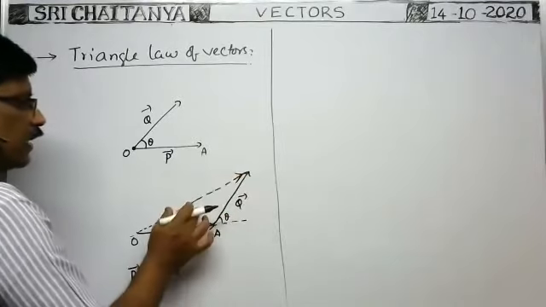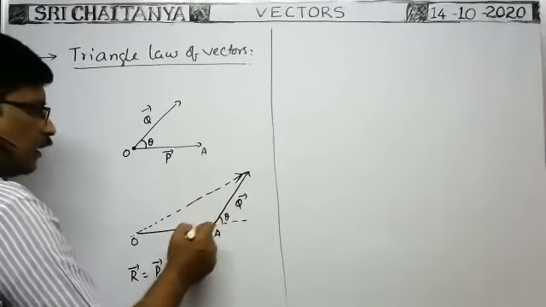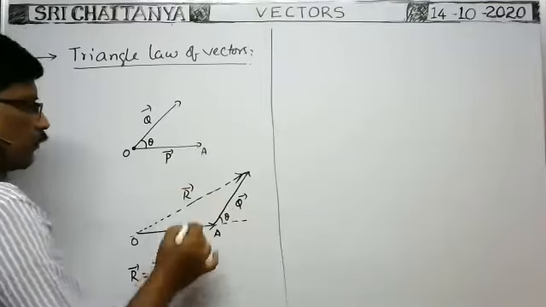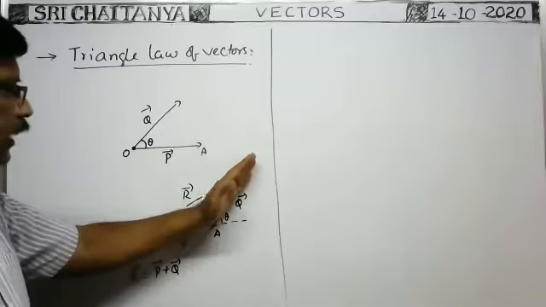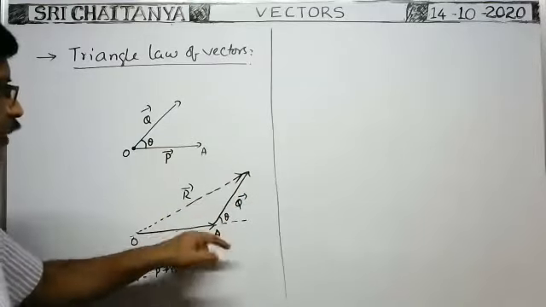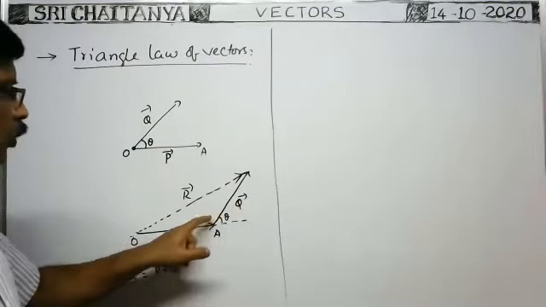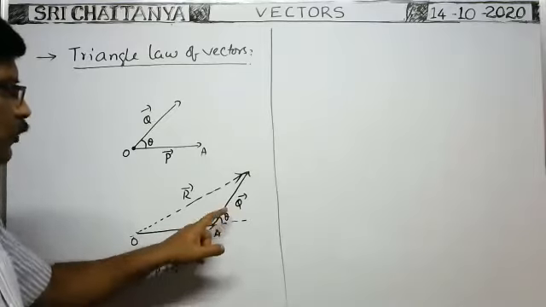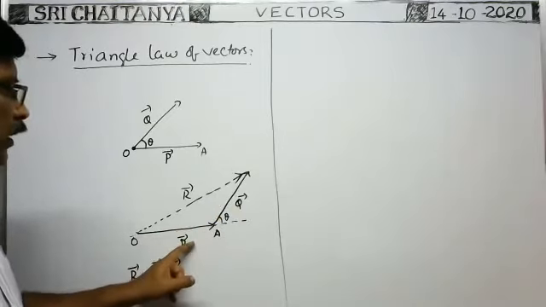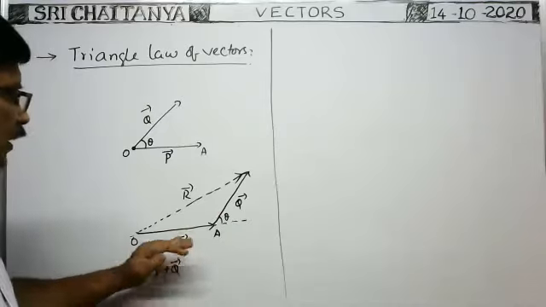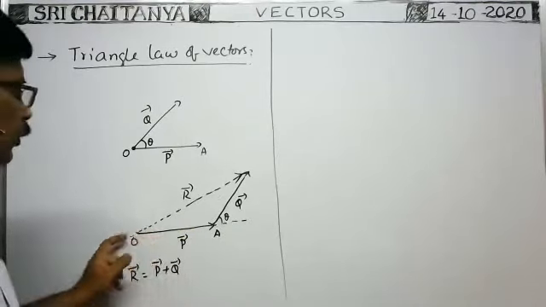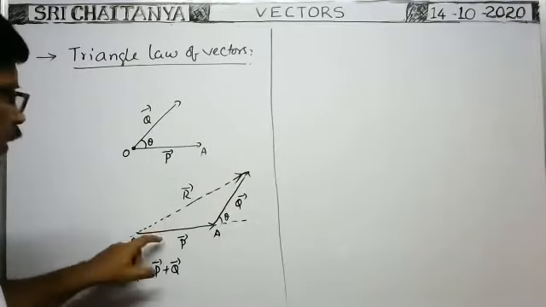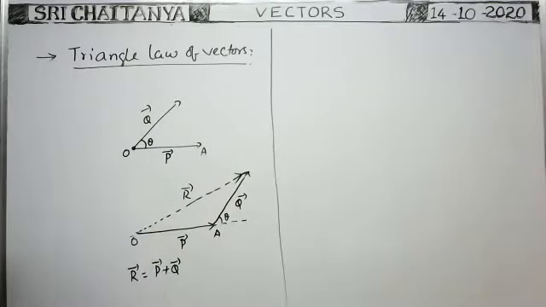So the third side of the triangle taken in reverse order gives the resultant of these two vectors, r bar. You see, this vector r bar is equal to this plus this, because according to vector addition, the initial point of q bar and the final point of p bar coincide. That's why q bar can be added to p bar. Then when you add q bar to p bar, the resultant is obtained by joining the initial point of p bar and the final point of q bar. That's why r bar is equal to p bar plus q bar.